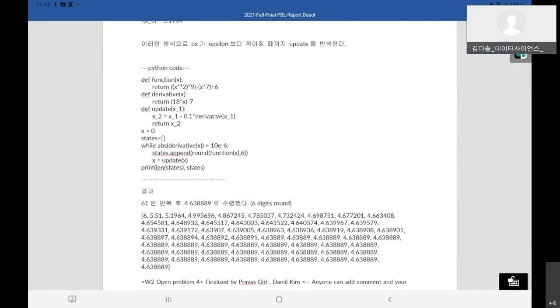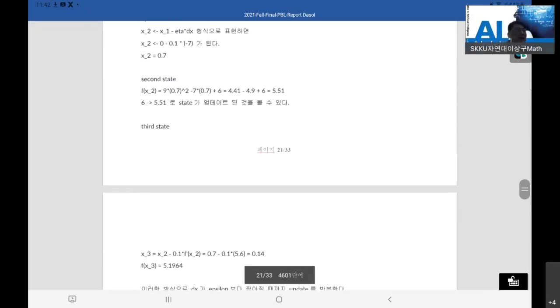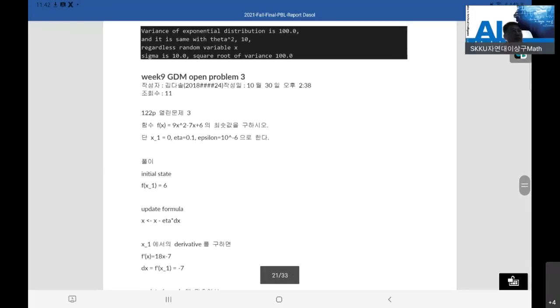Did I mention that? More detail. GDM is the general concept to solve the optimization problem. You explained it before, the GDM. Now I want to show a problem that you have solved, an algorithm that you have learned and executed. Explain this problem. Week 9 GDM open problems.